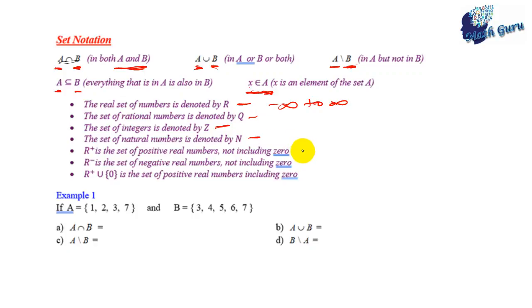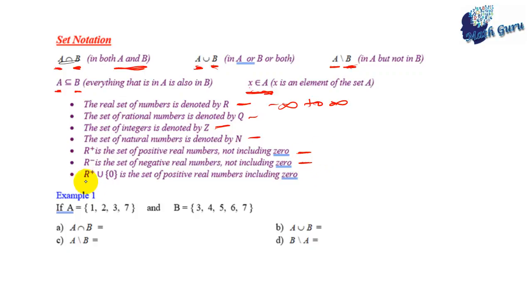Okay, R plus is a set of real positive numbers, not including 0. So that's not only integers, it's every single real number. So 1.1, 1.2, everything in between. So it's continuous, like it's all those values. R minus is all real negative numbers, not including 0.